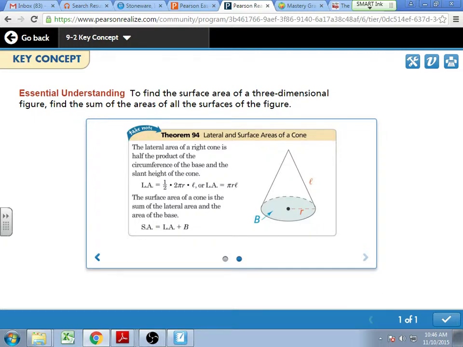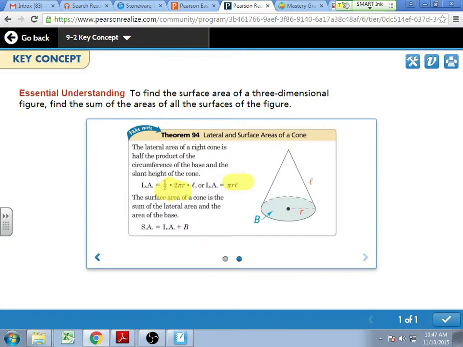Part of the circle. Depending on the length of the side, what in the pyramid we called our apothem, that determines the radius of that portion of the circle. The circumference around your base determines the arc length that we have here. So the formula that we use for that lateral area is 1/2 times 2 pi r times L, or make your life easier, it's just pi RL.